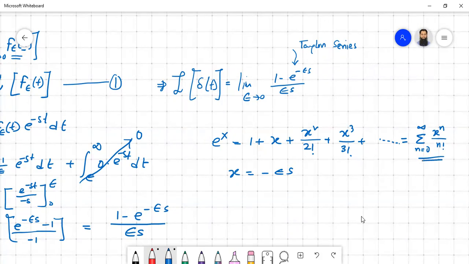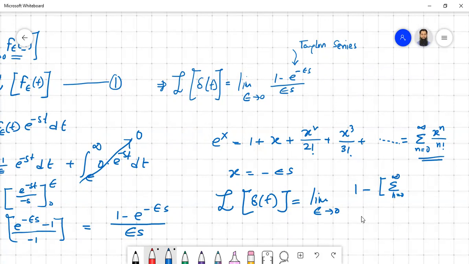So basically, the Laplace transformation of delta t is going to be something like this: limit epsilon tends to 0 of 1 minus the summation of n equal to 0 to infinity, where x is minus epsilon s, so minus epsilon s to the power n divided by factorial n, and all of that will be divided by epsilon s.